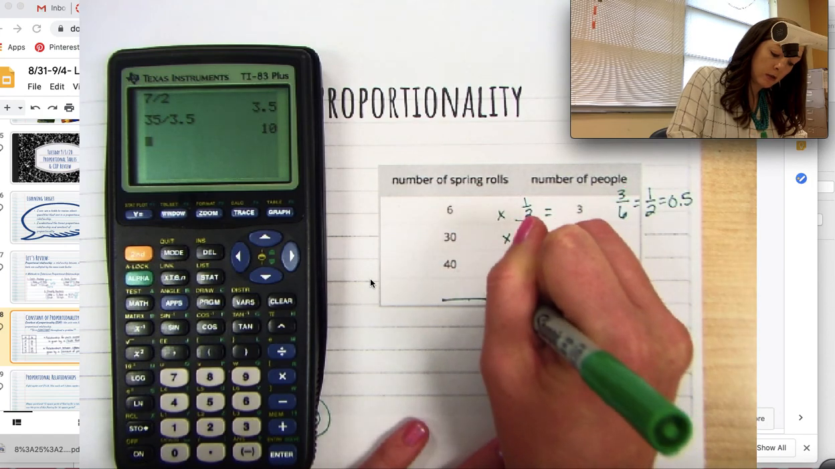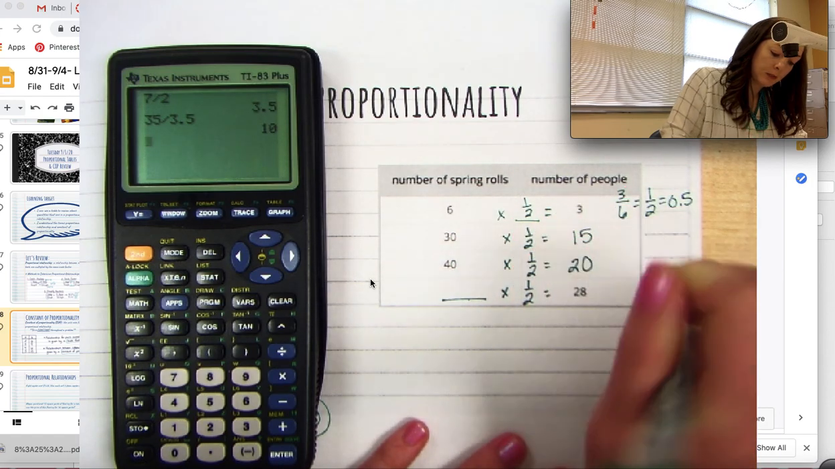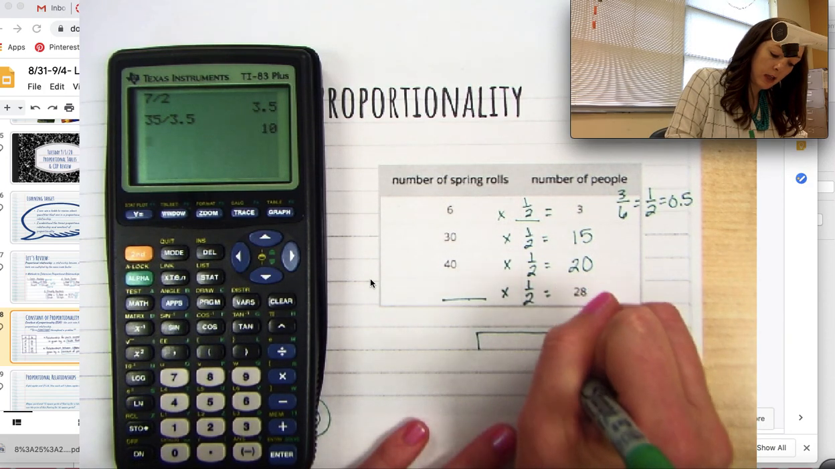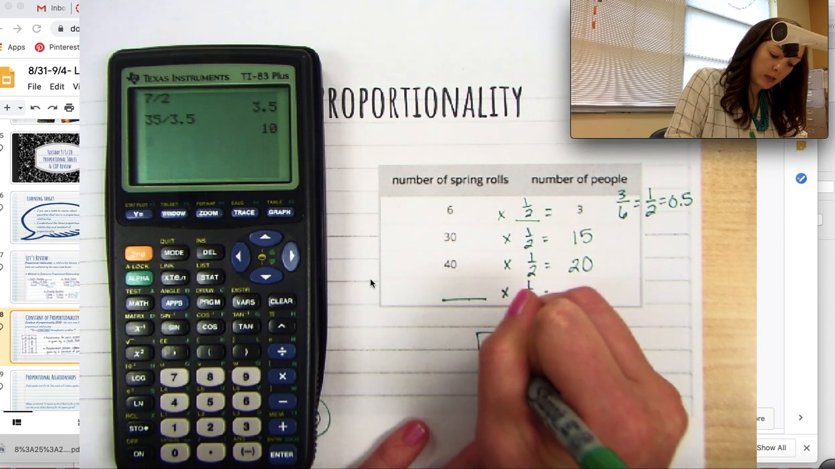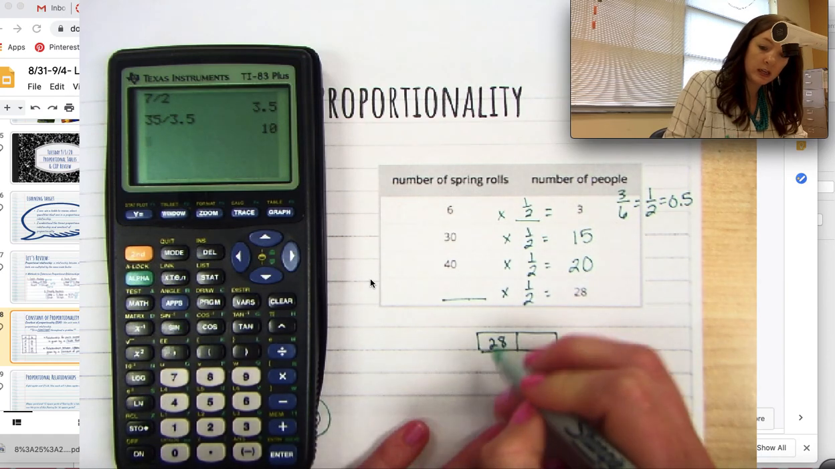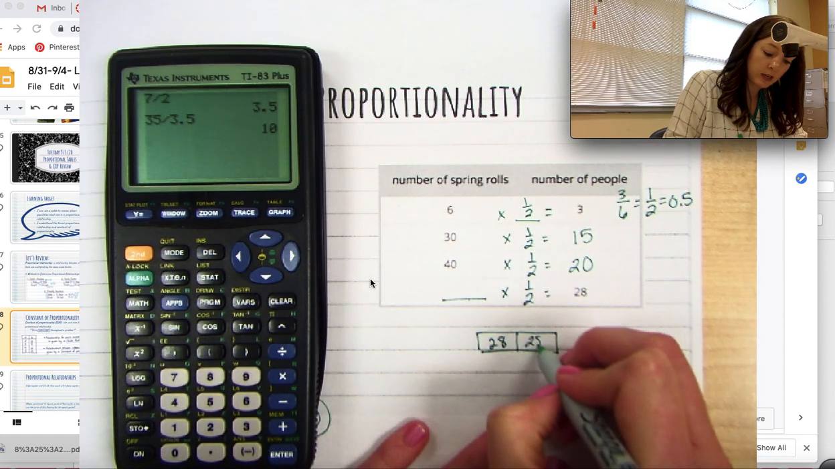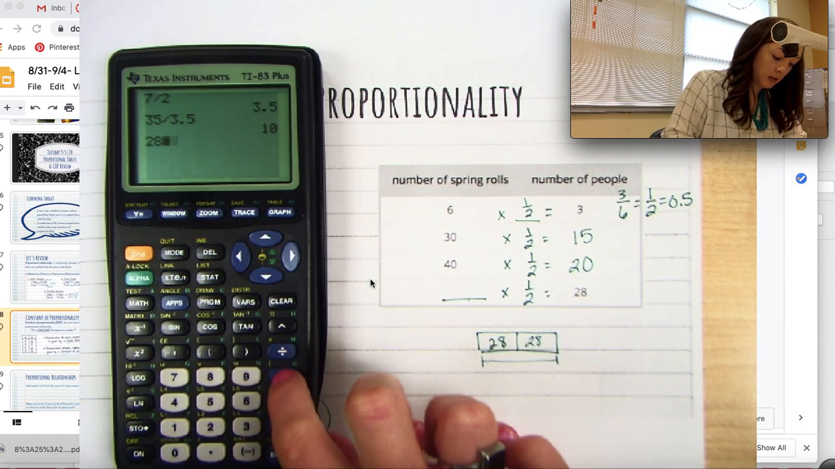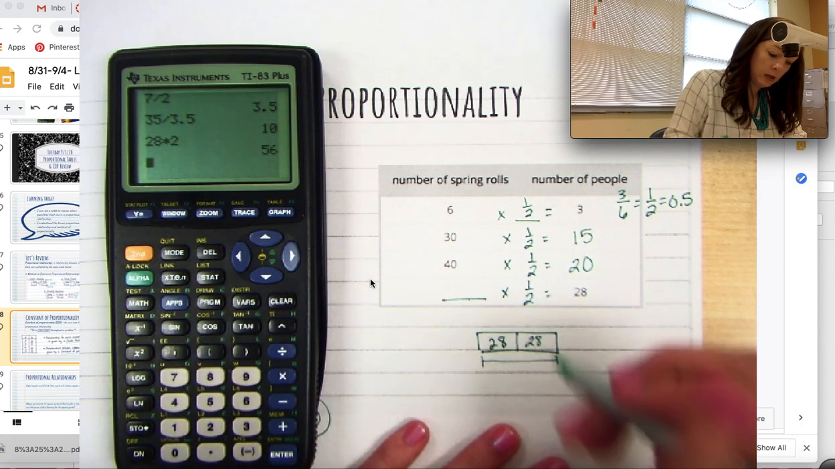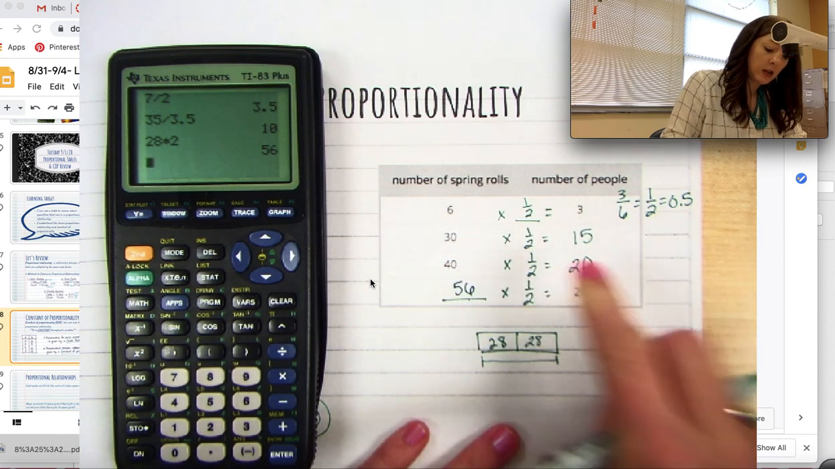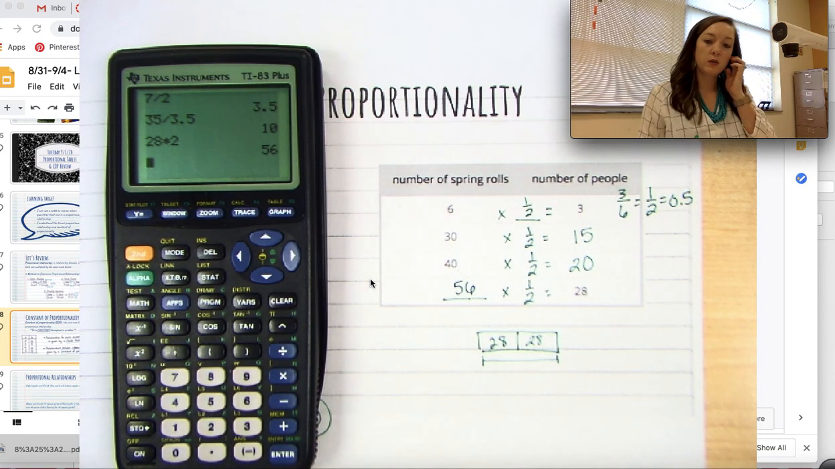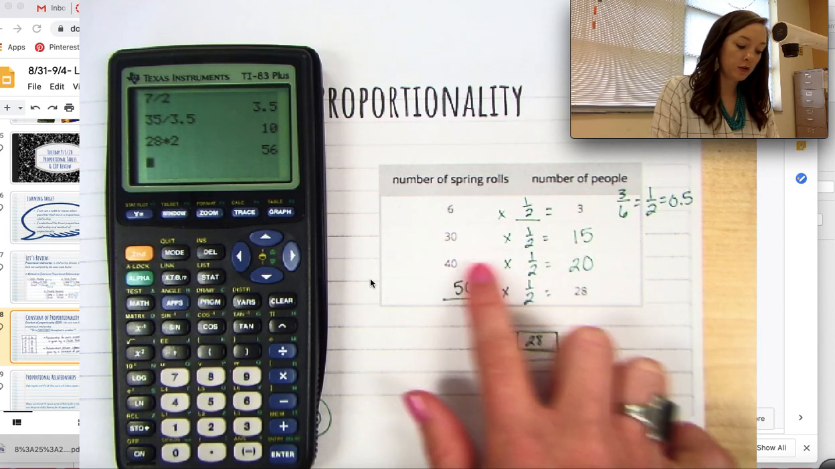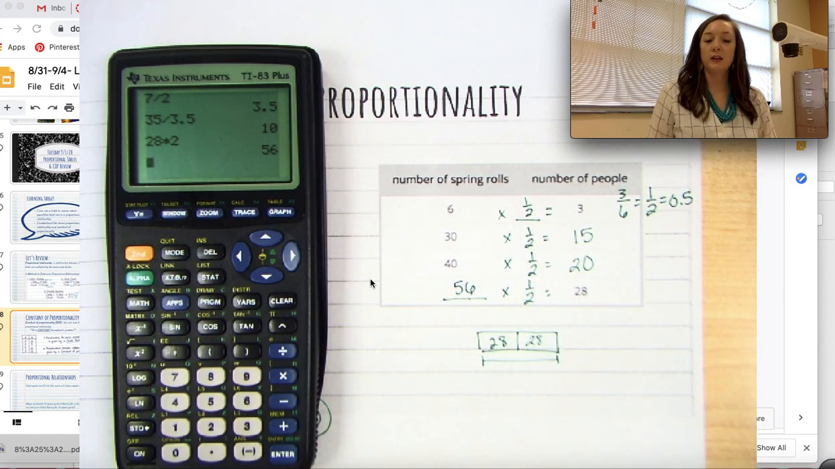Now I have some number times 1/2 is 28. So if I cut this number in half, 28 is 1/2. So to get that number, I'm going to do 28 times 2 to get what I'm missing. So 28 times 2 gives me 56. And all you have to do to show your work for this question is to put your scale factor in and show me what you're multiplying by or dividing by.